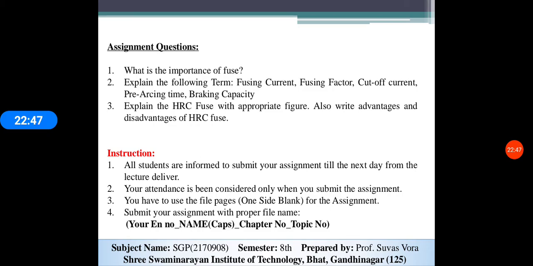What is the importance of a fuse? What is the characteristic of a fuse? The HRC fuse, the operation of the fuse, and what is the basic difference between a fuse and a circuit breaker. Here the assignment is given for lecture number 5, the introduction of fuse and HRC fuse. You can write these questions on a one-sided file page, scan it, and send it to me by mail.